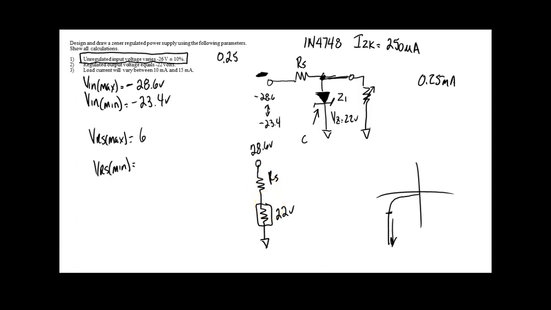Now, some of y'all got it right, and I appreciate that. But I want you to see that. I've got 28.6 volts applied to the circuit. It doesn't make any difference if it's minus or plus. The Zener is dropping 22 volts. How much does that resistor have to drop? It can't drop 22 volts, because that would give me 44 volts dropped in a circuit that's only got 28 applied to it.